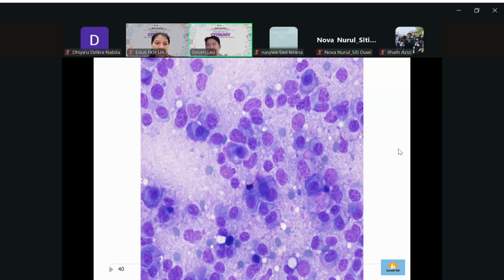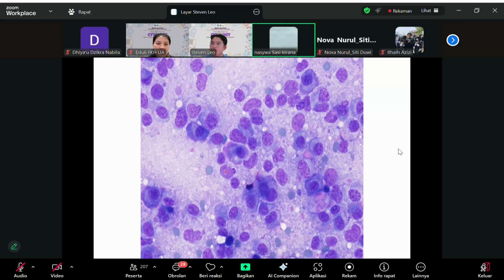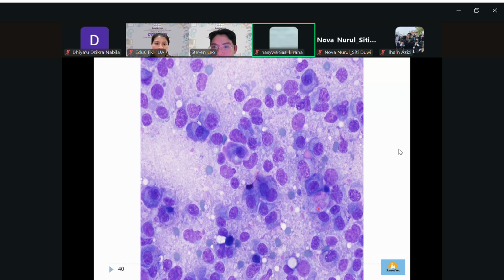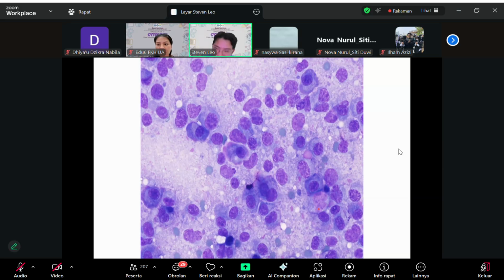Is it like inflammation or cancer? More like cancer. Okay, cancer. Good. And then for the cancer, is it from epithelial or mesenchymal? Epithelial. Is there any other answer? I don't think it's epithelial. It's more round because between one cell and other cells, they don't attach to one another.